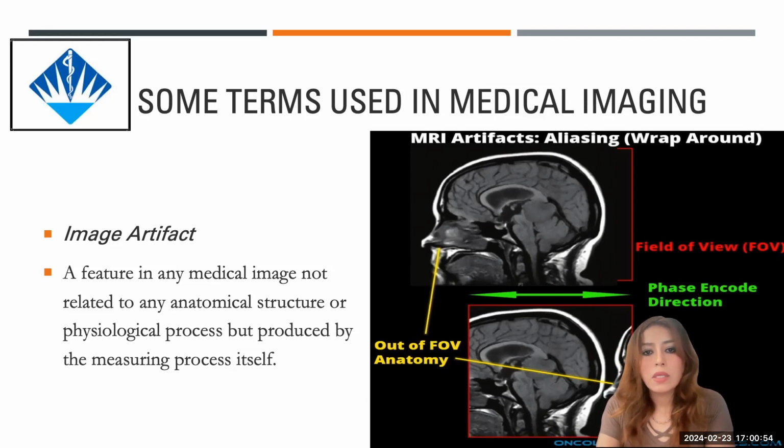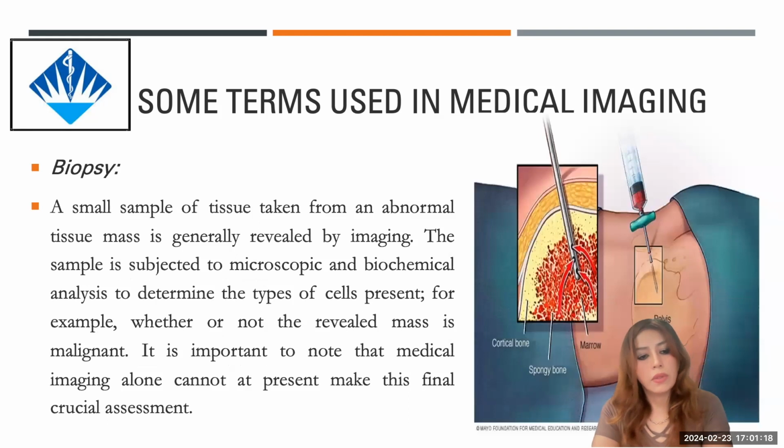There is an example of wrap around. So, out of field of view anatomy. We have the field of view, but we have out of field of view anatomy, as you see in the right figure. This is an MRI artifact example. We will look at the other kinds of artifacts in the other imaging techniques.